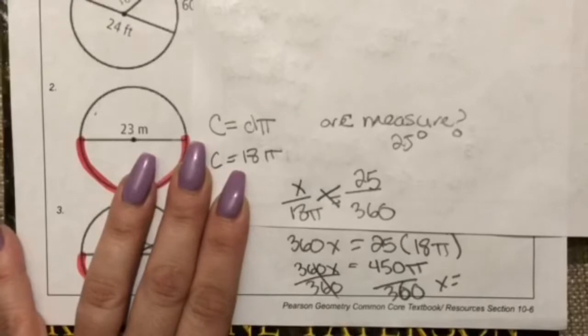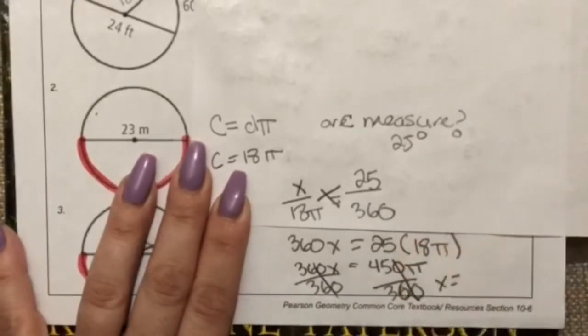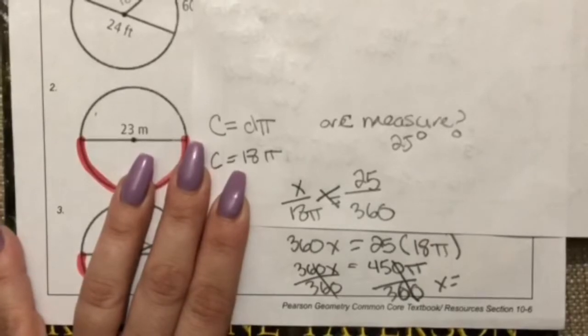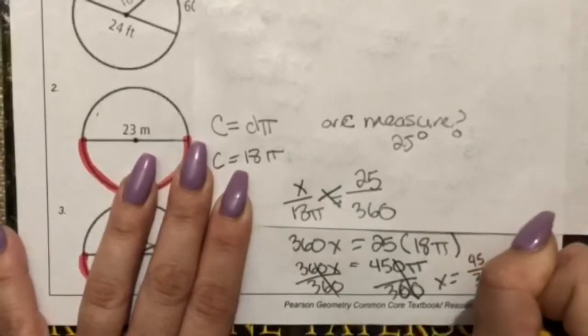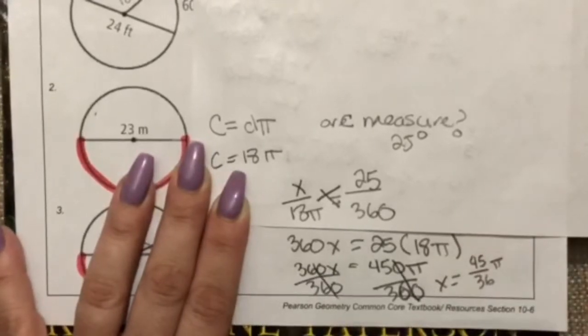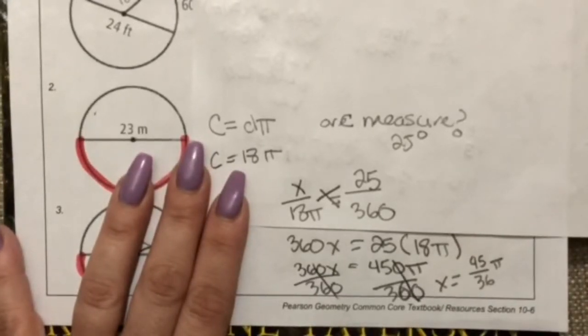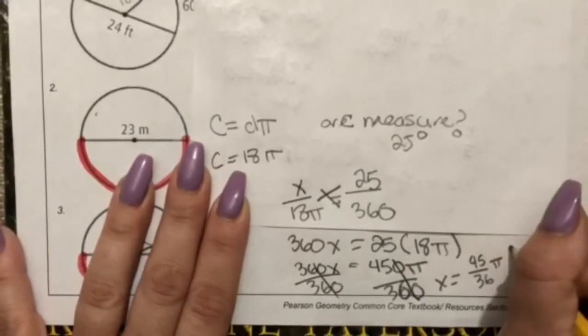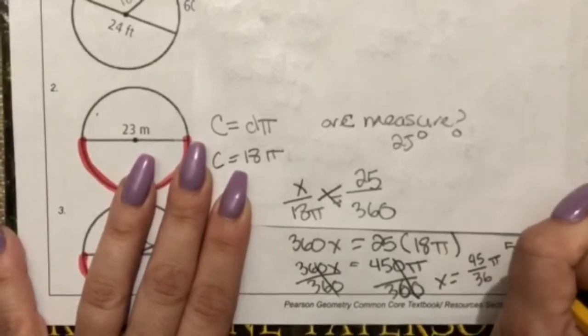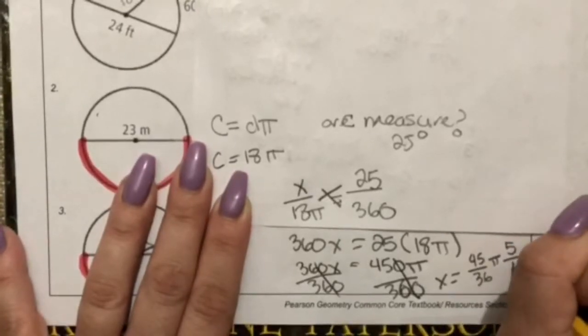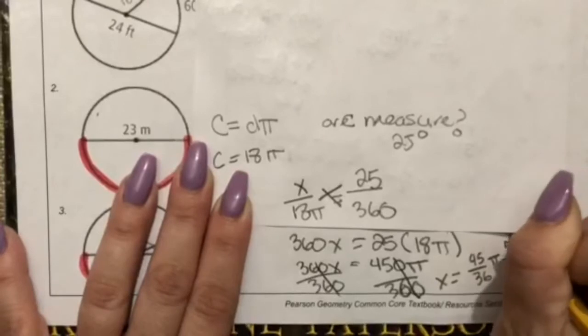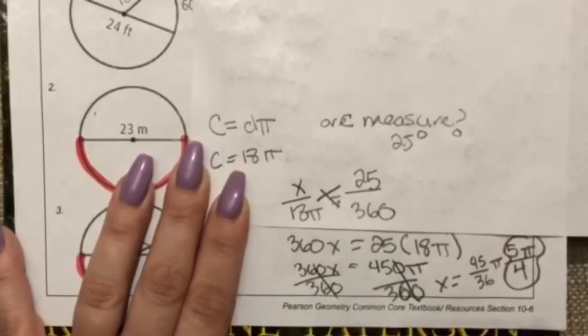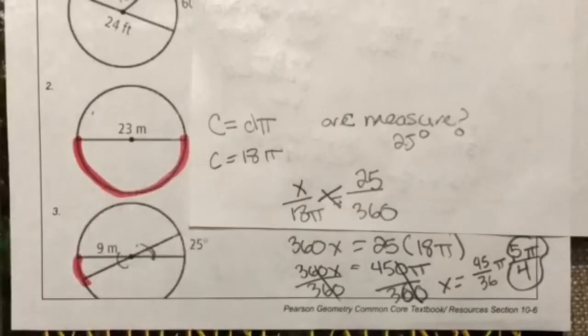Now, of course, since I'm leaving my answers in terms of pi, I do want to simplify as much as possible. And I am going to start by crossing out these zeros. So 45 over 36, which does simplify. They are both divisible by 9. So 45 divided by 9 gives me a 5, and 36 divided by 9 gives me a 4. And pi is still part of the final answer. So X equals 5 over 4 pi, or 5 pi over 4.